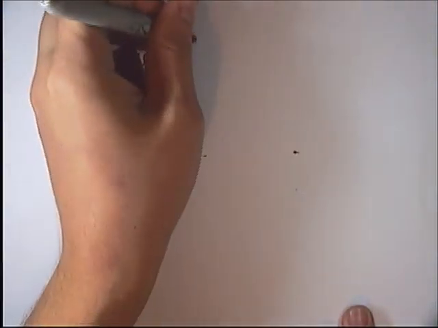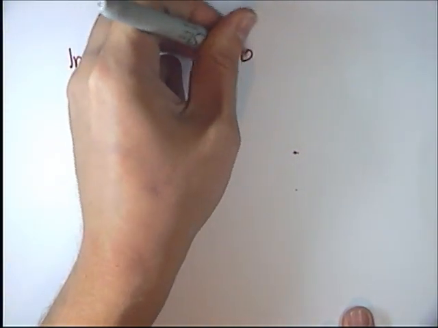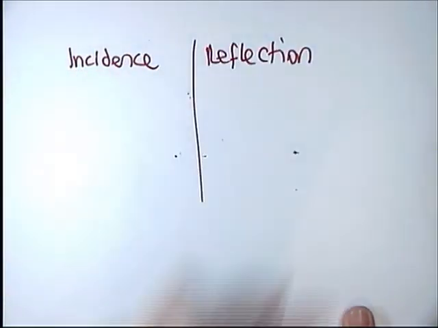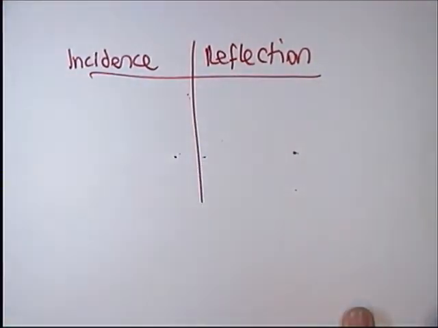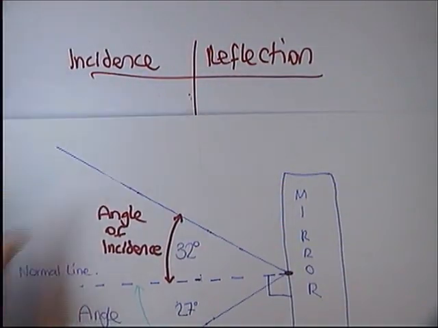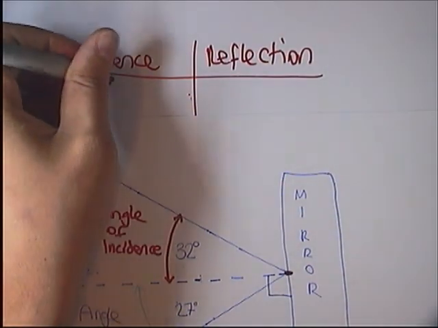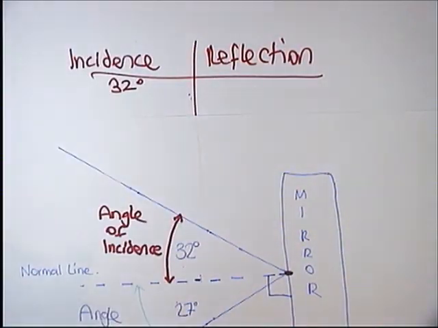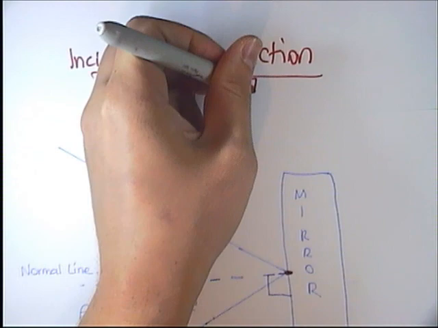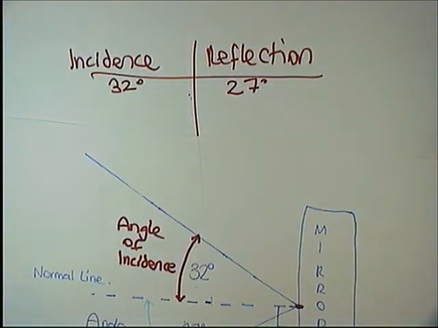And you're going to draw for me in your books a little table that looks a bit like this, where you're going to have the angle of incidence, and then you're going to put the angle of reflection that matched it. So if I was doing my results, the angle of incidence was 32 degrees. The angle of reflection that I got with mine was 27 degrees. Now, don't copy mine, because mine's not following the law of reflection, because I've only drawn mine really quickly.